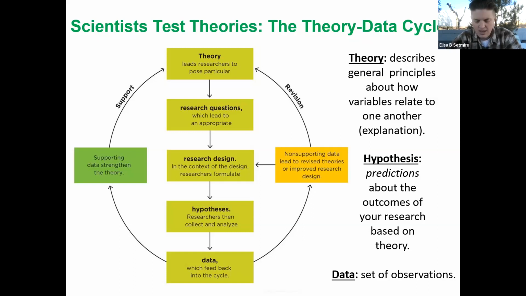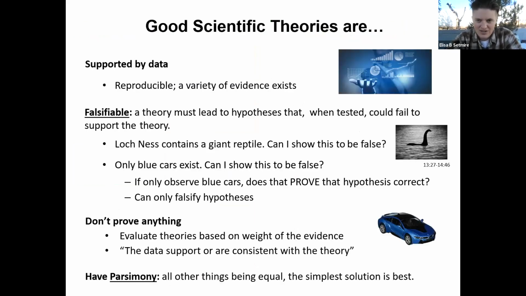But data is simply, right, a set of observations. So it's this round and round we go approach of theories leading to hypotheses, leading to data, and then we either have to revise our theory or we find support and confirmation of it. When it comes to good scientific theories, right, what makes a theory good? We're talking here about psychometrics and sound methodological approaches. Good scientific theories are supported by data, right? Supported by information that we have gathered, as we just talked about on the last slide.